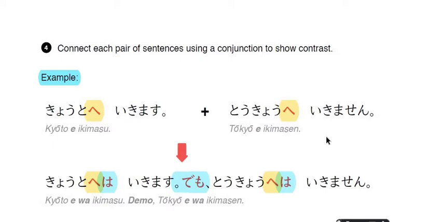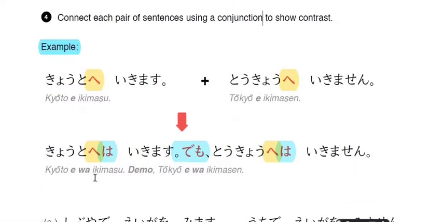So there are two contradictory words, which are Kyoto and Tokyo. You're saying yes to Kyoto and no to Tokyo. So in this case, what you're going to do is mark these two words with the particle wa. So it becomes Kyoto e wa ikimasu. Demo Tokyo e wa ikimasen. This is how it works.